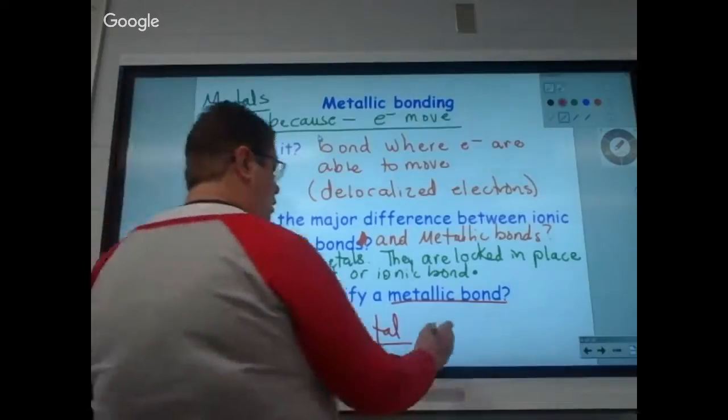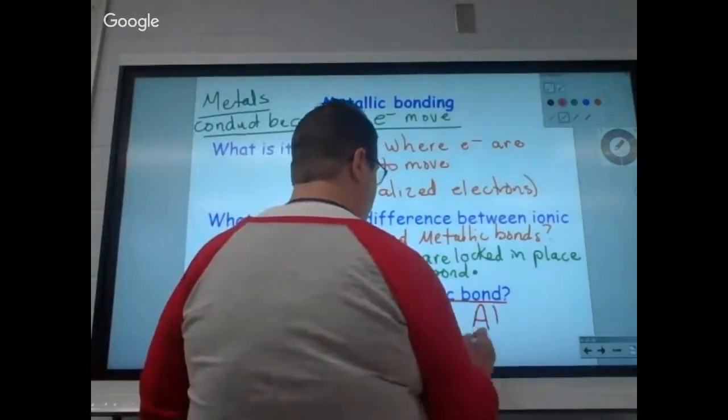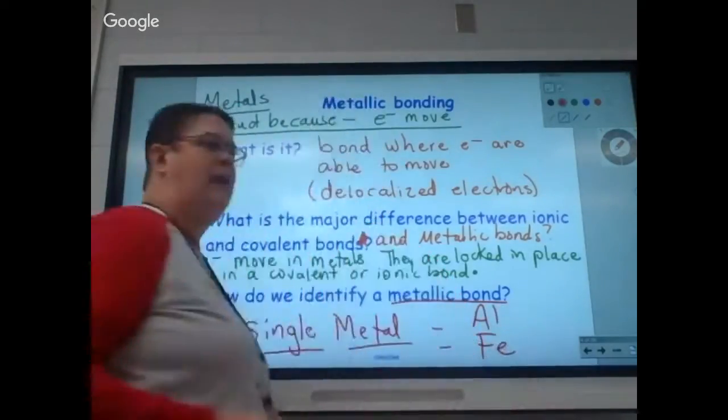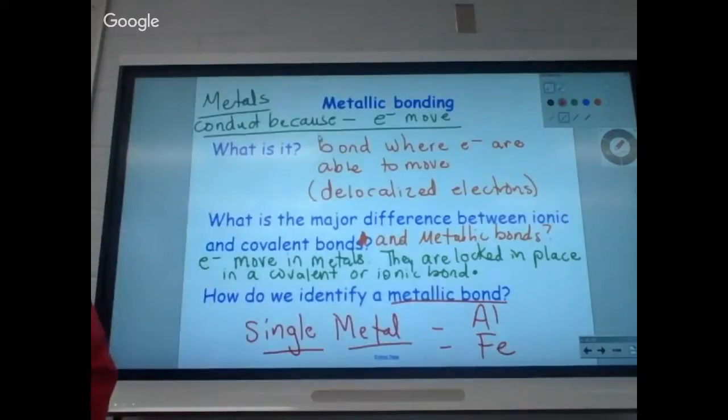Like they're going to say aluminum. They're going to say iron. They're going to give you a single metal that's found on the periodic table. You will be able to look that up and go, oh, is it up there? And go, yes, that's the metal. Okay? You're not going to be expected to know that otherwise. Questions?